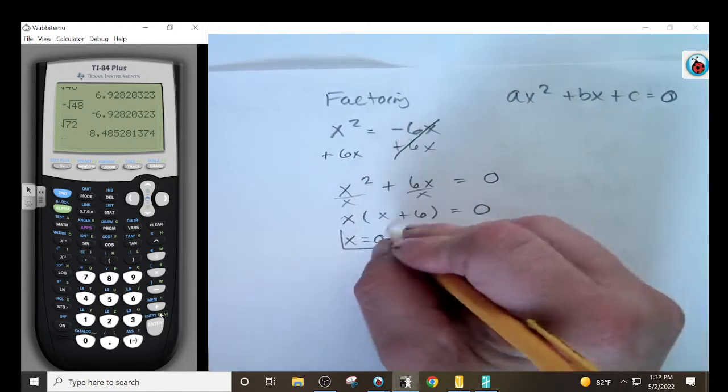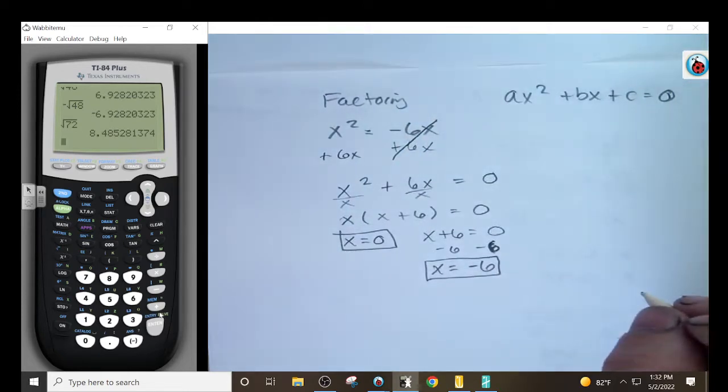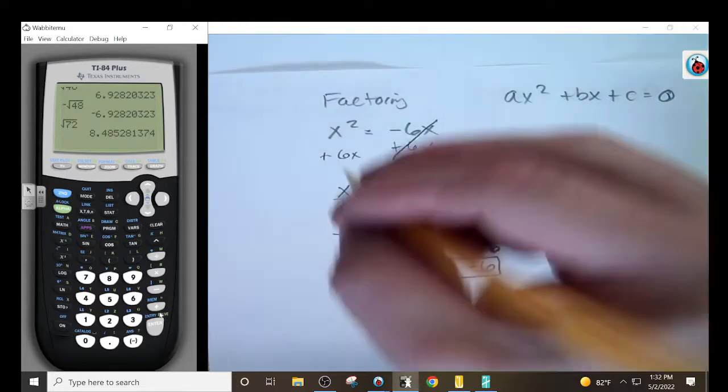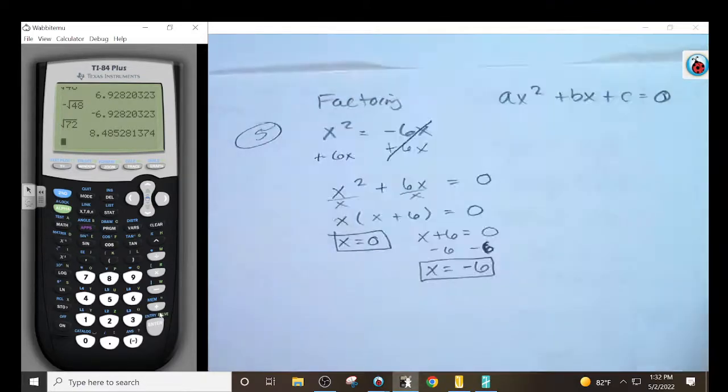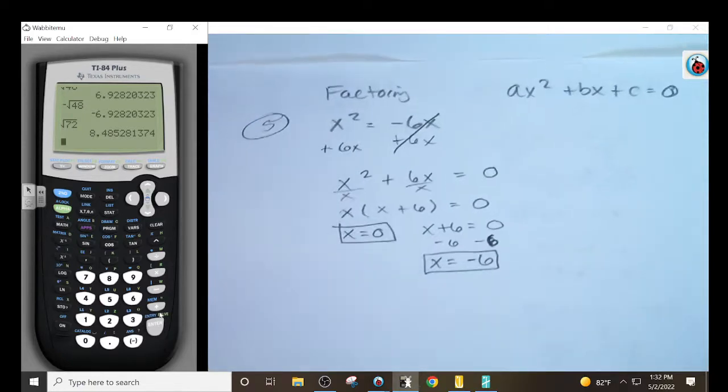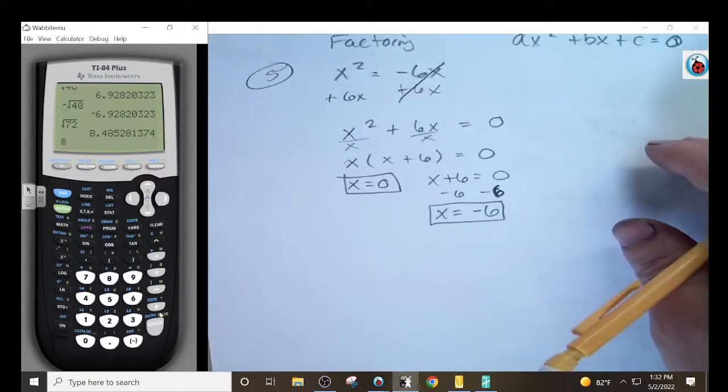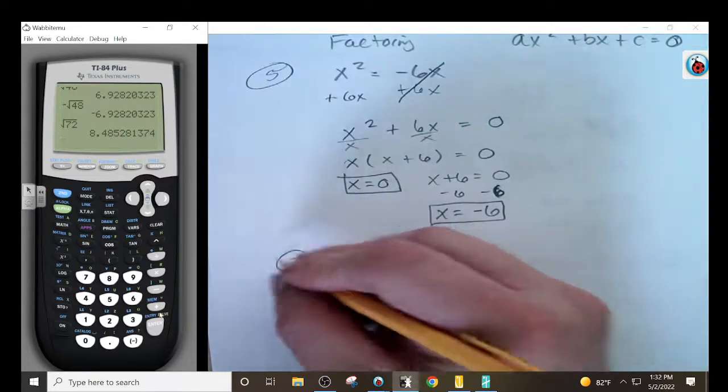So you have two answers. But guys, most of this whole test will have two answers. Very rarely will you have one. And that was number 5. All right, number 7.